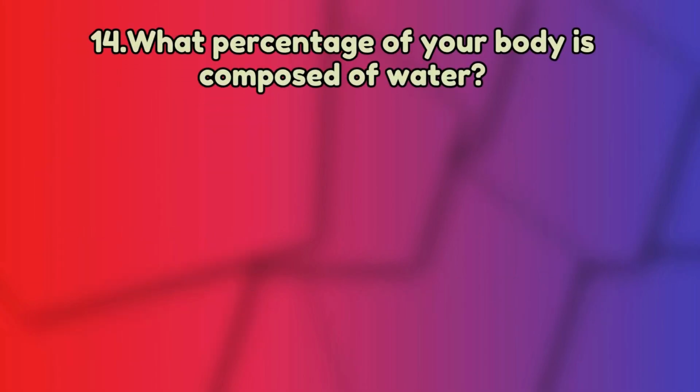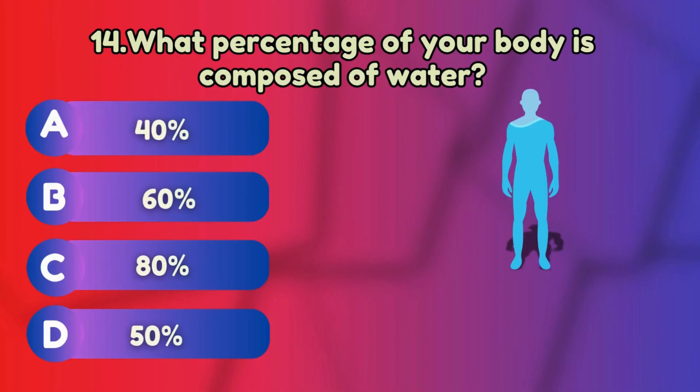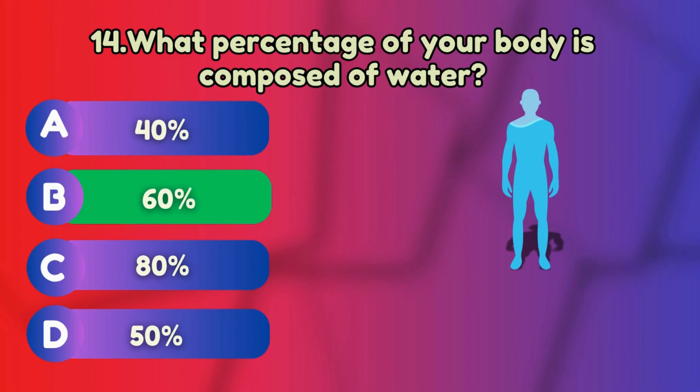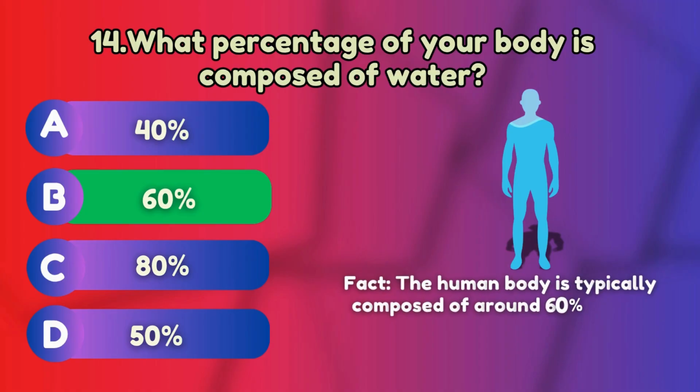What percentage of your body is composed of water? A, 40%, B, 60%, C, 80%, D, 50%. Right answer, 60%. Fact, the human body is typically composed of around 60% water.